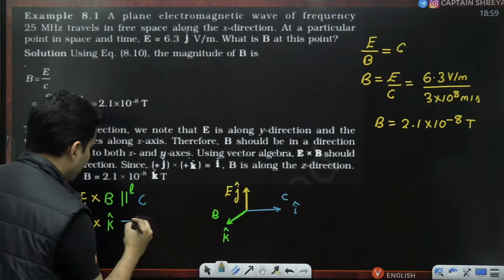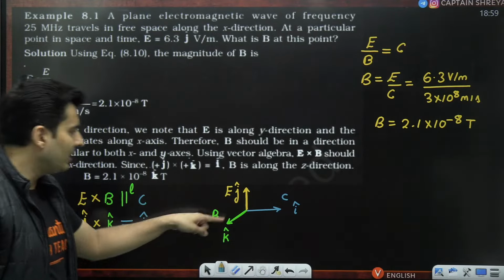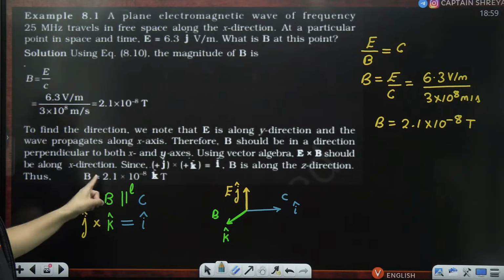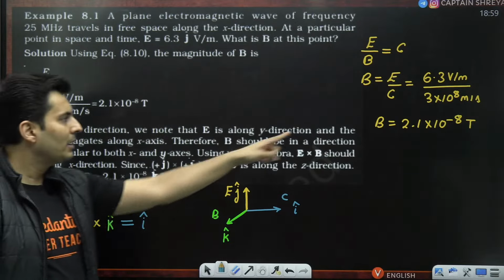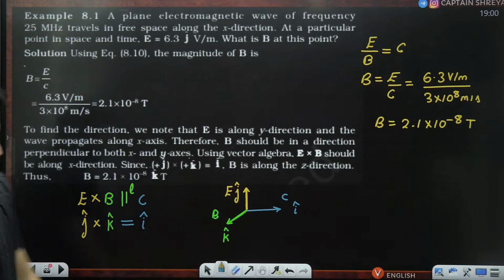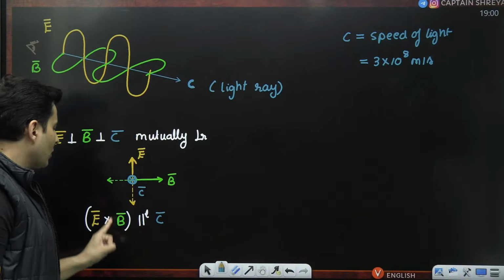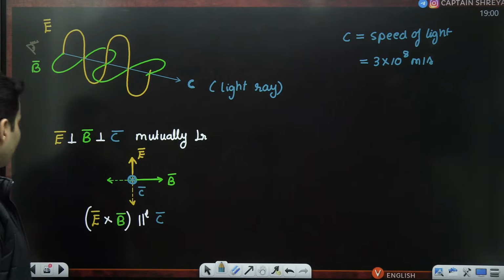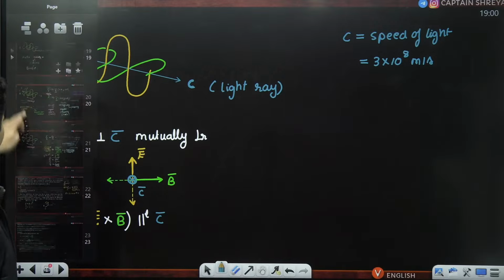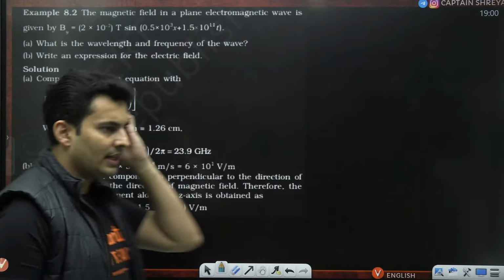It basically gives you nothing but I cap. So hence the magnetic field must be along the K cap direction. So yes, the answer is 2.1 × 10^-8, but in the K cap direction. Okay, so this is the property I have used over here. I just gave it to you: E cross B is parallel to C. This is what you have used. In this particular example, you will see many questions on that as well.